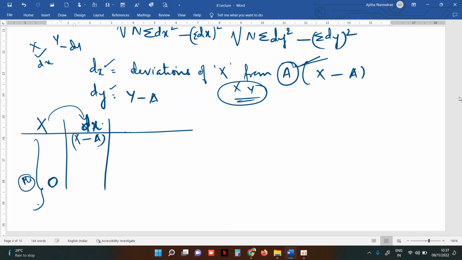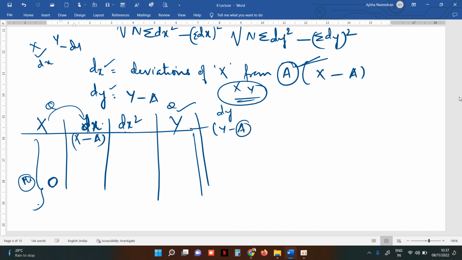Okay. Then you have found the dx. Then you have to double it. dx needs to be doubled, dx square. Then you write this is the question figure, right? Then you have to find out dy. The formula of dy is y minus a. This a will be from here. Okay, this is the assumed mean of the y series. Then you have to find out dy square.